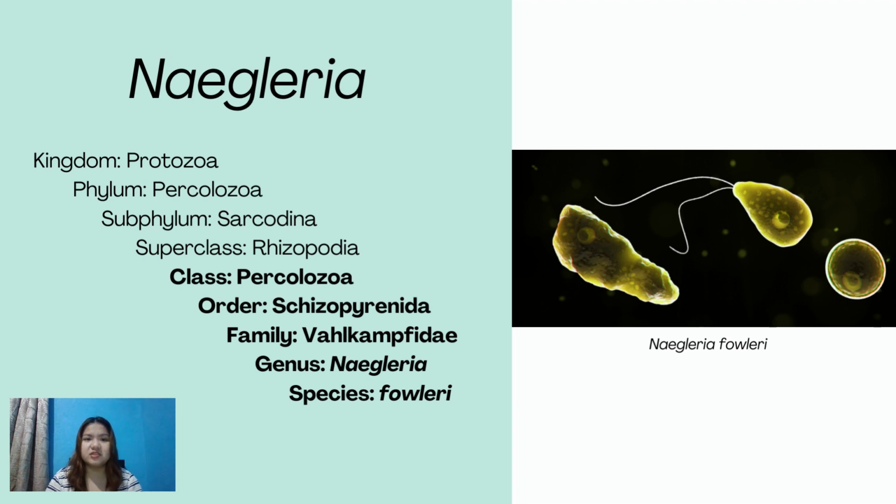Naegleria belongs to the kingdom Protozoa, phylum Percolozoa, subphylum Circodina, superclass Rhizopodia, class Percolozoa, order Schizopyranida, family Vulcampidae, genus Naegleria, and the one that we will deal with, the species fowleri.